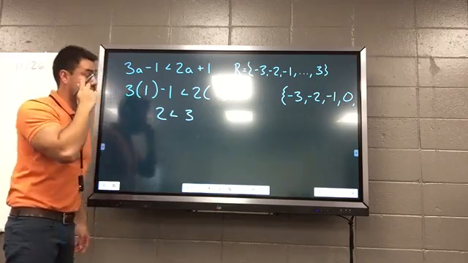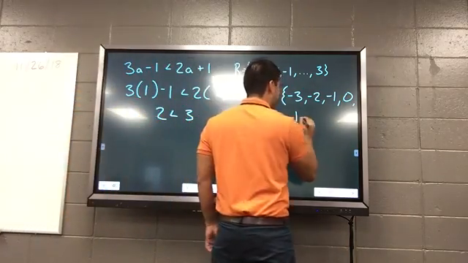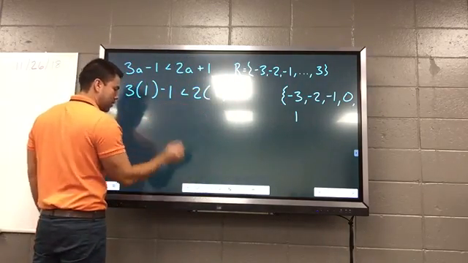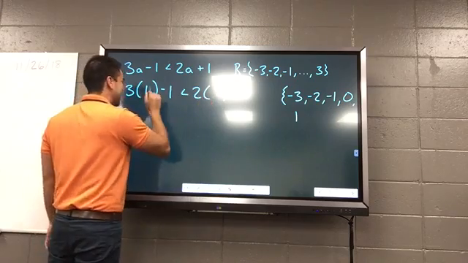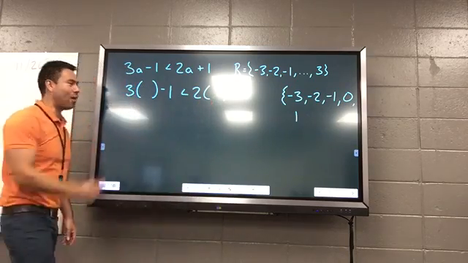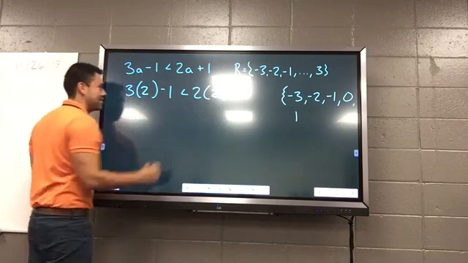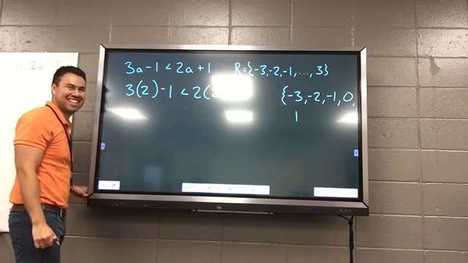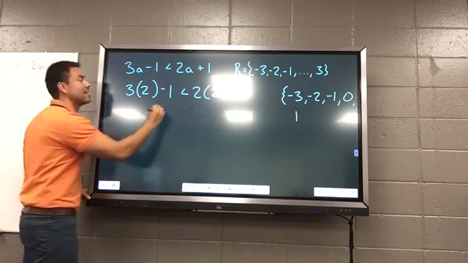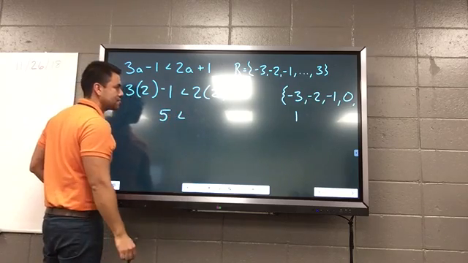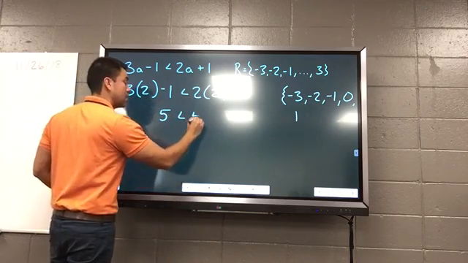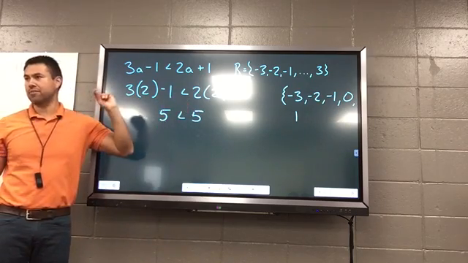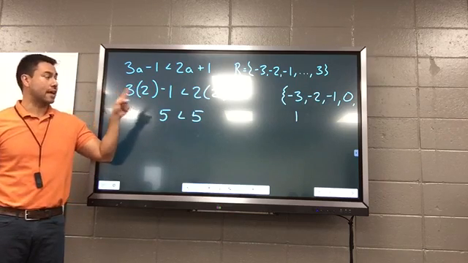Does 1 work? I'm going to put it down here. Does 2 work? No. Who said no? Thank you, Drew. Drew, why does 2 not work? Because I worked it out. Yeah, what'd you get? I got 5 and 5. Is 5 less than 5? No. Now, what do you think? Yeah, good. It's equal to.